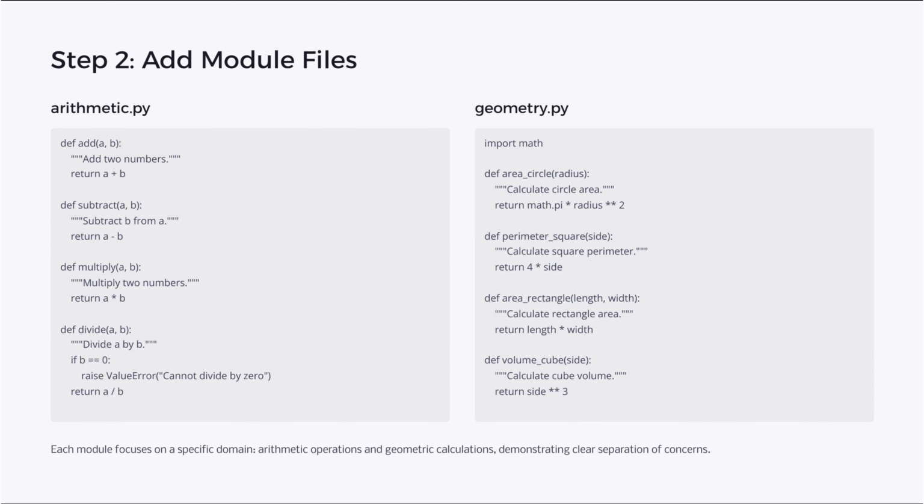Add module files to your package for specific functionalities. In arithmetic.py, define functions like add, subtract, multiply, and divide, ensuring error handling for division by 0. In geometry.py, include functions for calculating area and perimeter, such as area_circle and perimeter_square. This modular approach ensures a clear separation of concerns, enhancing code maintainability.